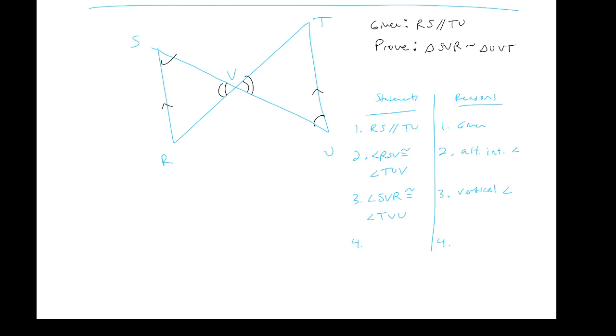So we're done. You know why? We now have our two similar triangles, triangle SVR and UVT, I keep saying congruent. And that is just because of angle-angle similarity.